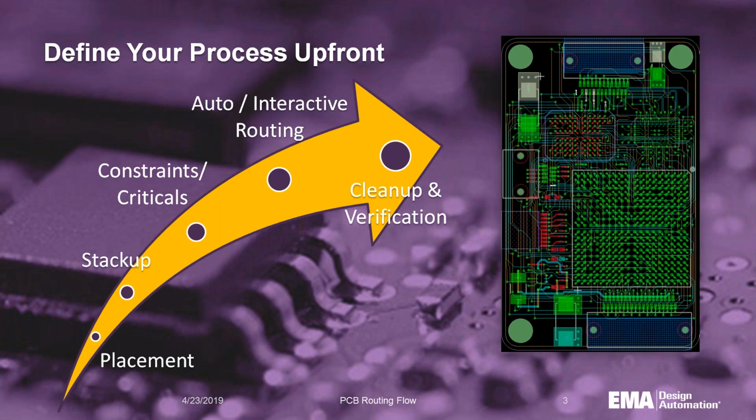So the whole idea is to define your processes up front. So we would start with placement, get the placement approved, define our stack-up, define our critical nets and constraints. We would go in and maybe route those critical nets, and then we would route the balance of the card. And then a final phase would be doing cleanup and verification.